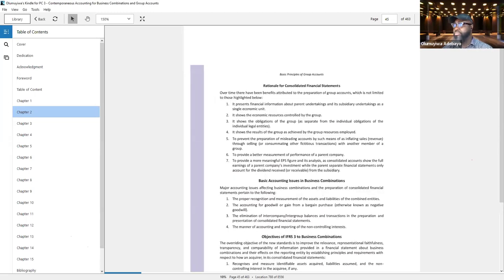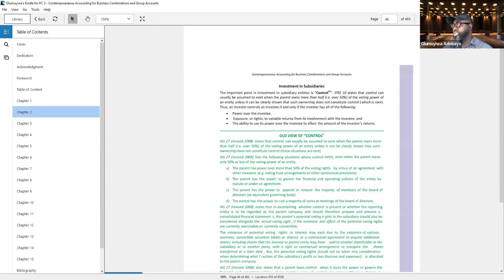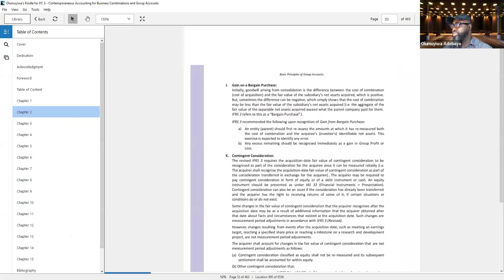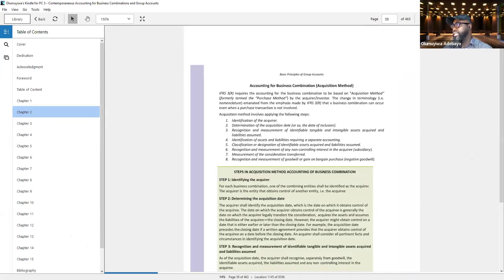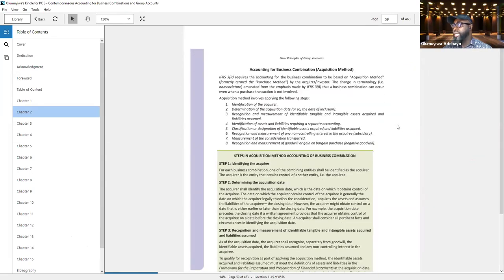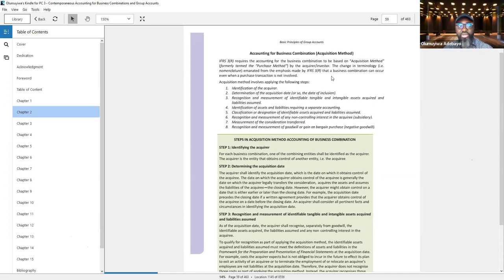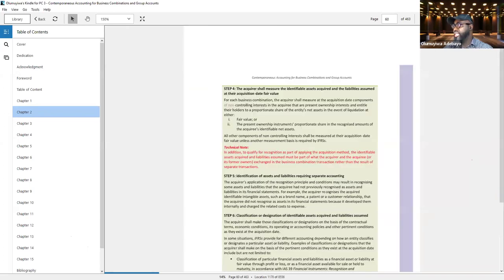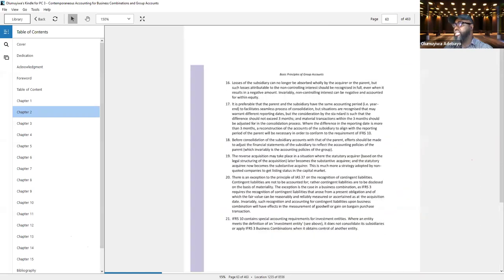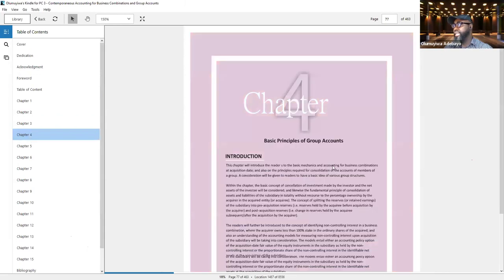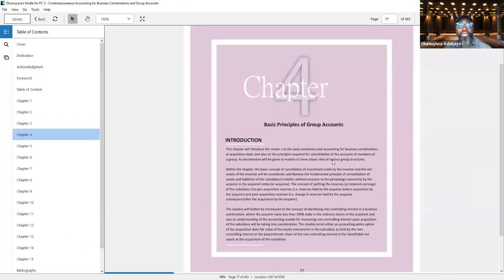Okay, but let's quickly go back to group. We know what a group is. Let's not talk about group structure in this case. Now, last time we had a discussion, we talked about accounting for business combination, which is the acquisition method. This also reiterated most of what we discussed earlier. But our position here is to more or less look at the group structure. And I'll go to chapter 4, where we'll be talking about basic principles of group accounts.